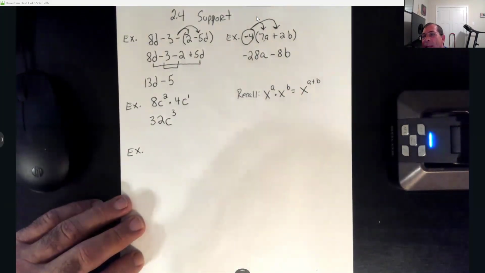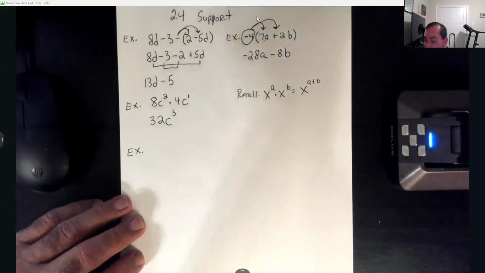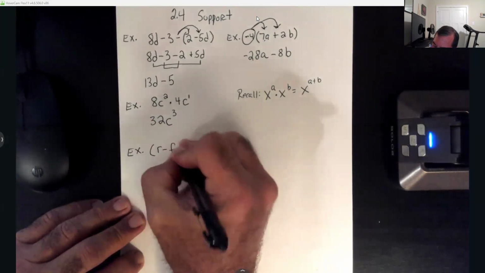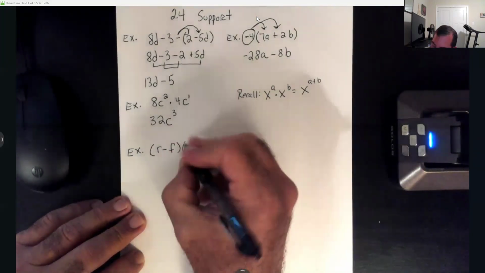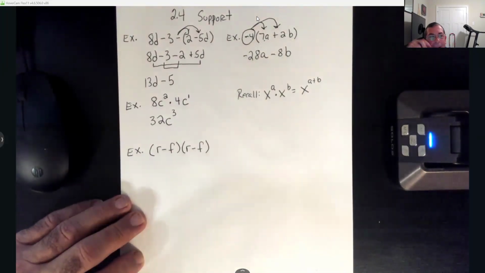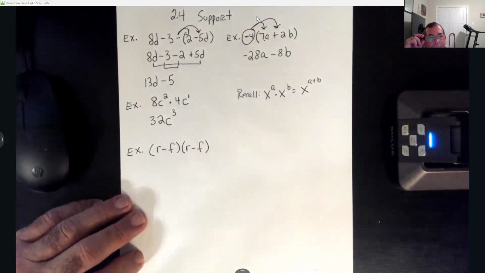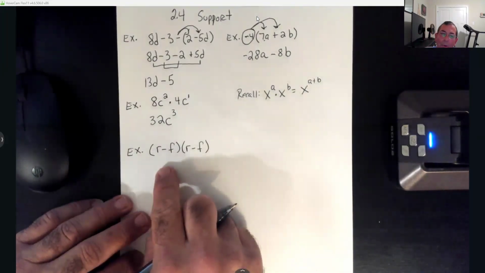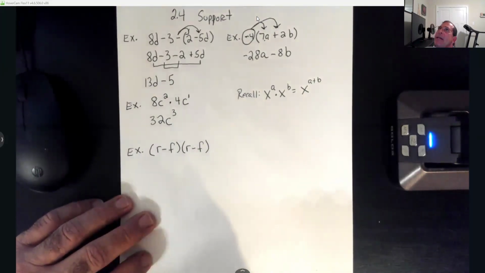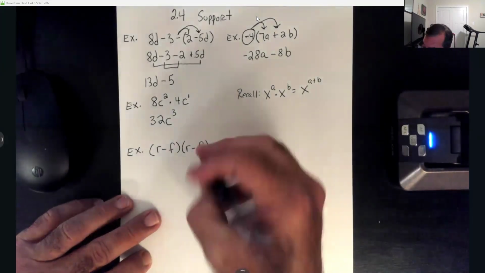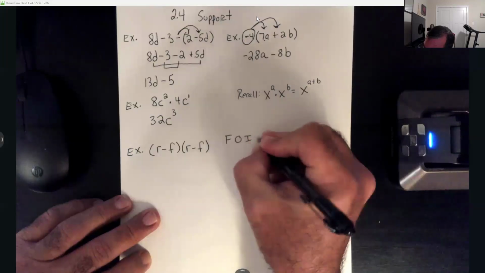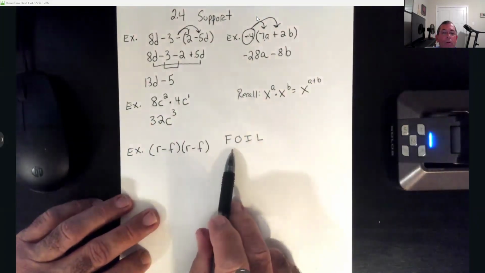All right, so the next thing we needed to practice on before we hit 2.4. R minus F times R minus F. So this is a lot of multiplying, and they even gave us a, I guess, formula you can use on this one. You can use the FOIL on this one.